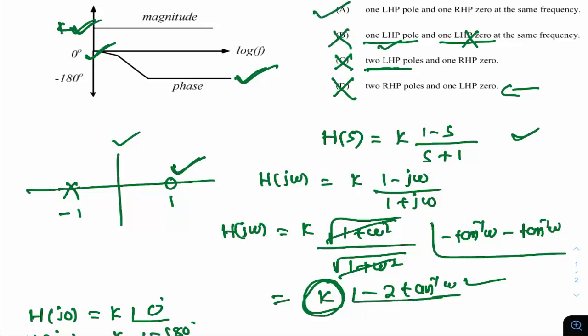So definitely option A has to be correct. One left half of pole, okay. One right half zero. Yes, this is correct. So definitely option A is correct.